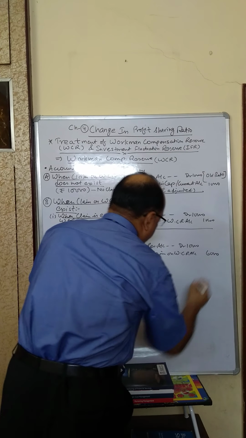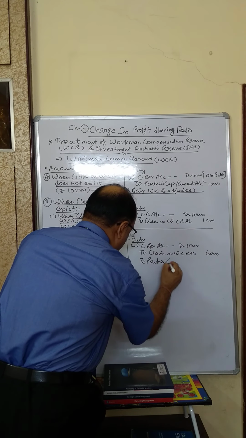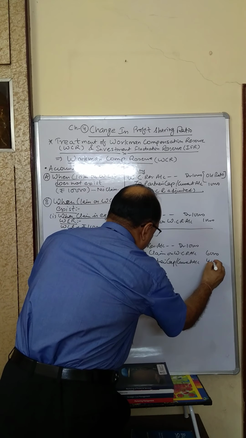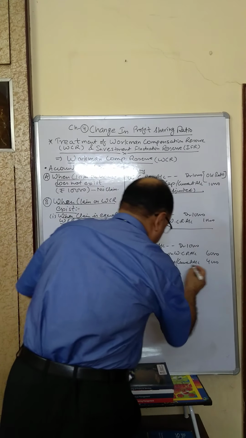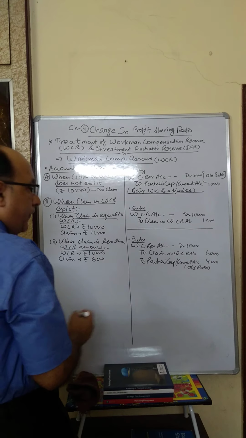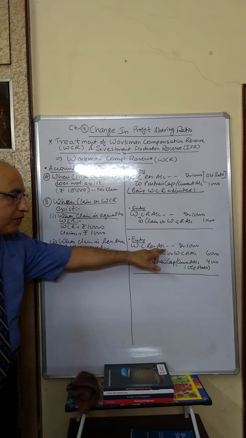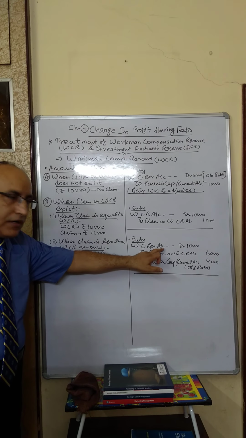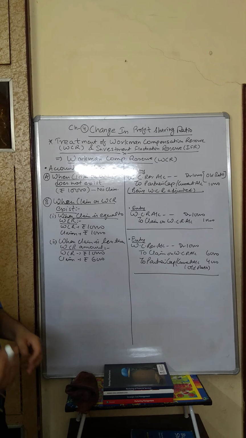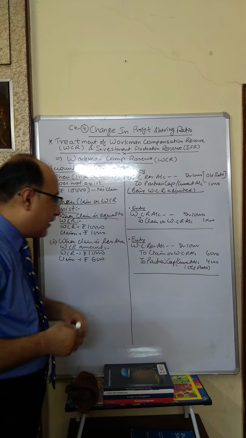It will be 6,000 to claim on WCR account, and 4,000 to partners capital or current account. It will be distributed in the old ratio. This is the actual entry we have to pass. 10,000 was the WCR created by the firm. Claim was 6,000. The excess 4,000 will be distributed between the partners in the old ratio. If capital is fluctuating, then capital account. If fixed capital, then current account.